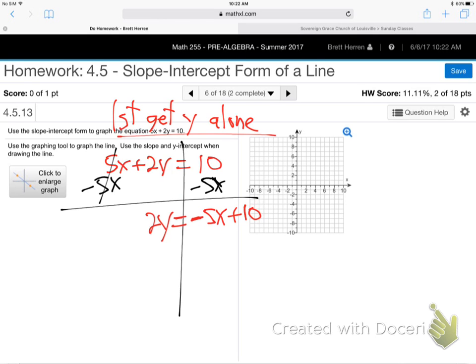Good. Last step to get y alone. Divide by 2. So y equals minus 5 halves x plus 5. 10 divided by 2 is 5. Good. Now we're ready to graph. Now that we got y alone, we can graph.